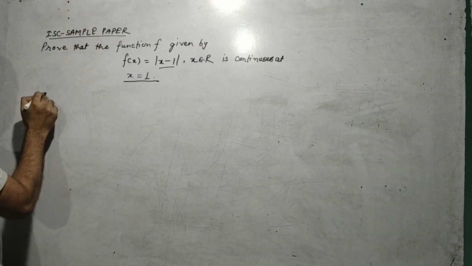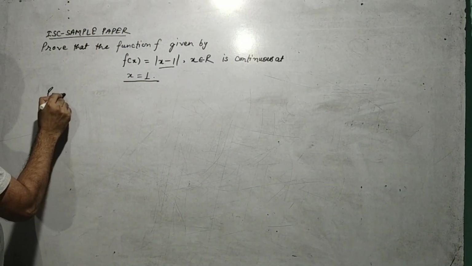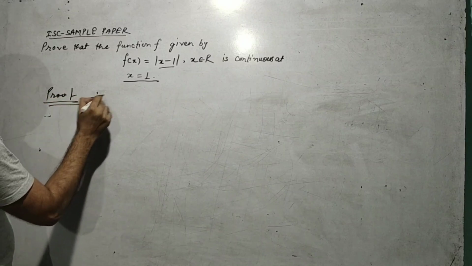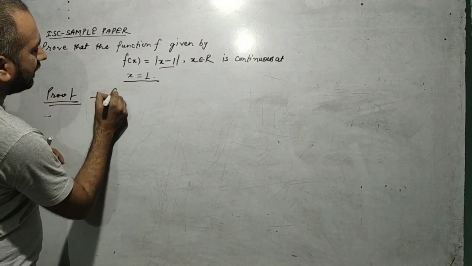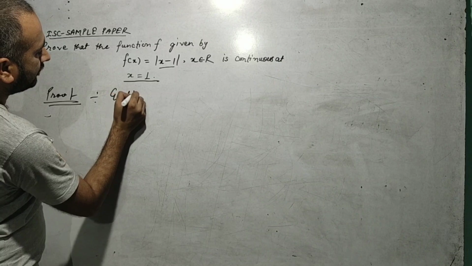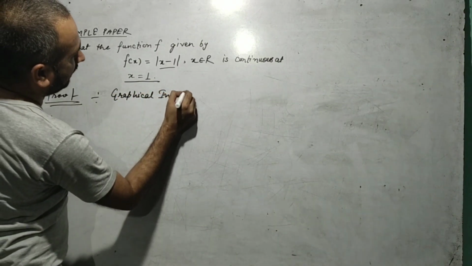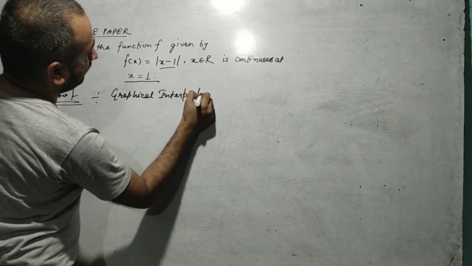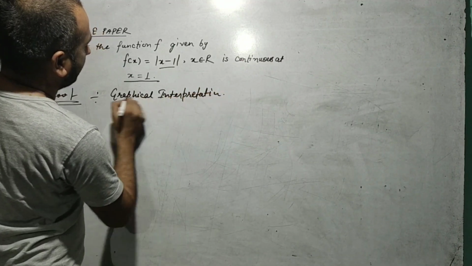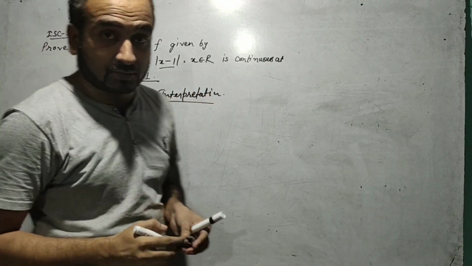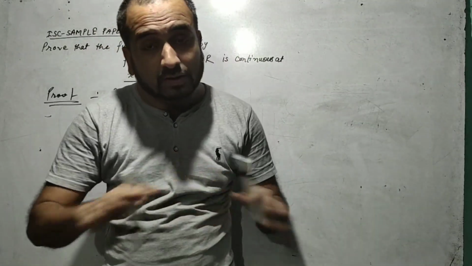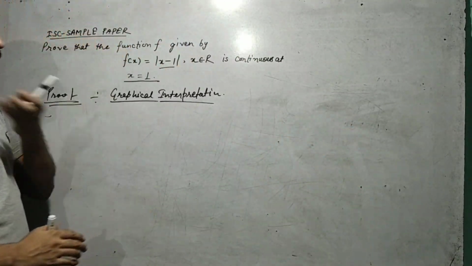Let's prove it. Again we will prove it by graphical approaches, graphical interpretation. You can write here the graphical interpretation. This function is continuous only for x equal to 1, or for all the real numbers. We will prove it by the graphical interpretation.